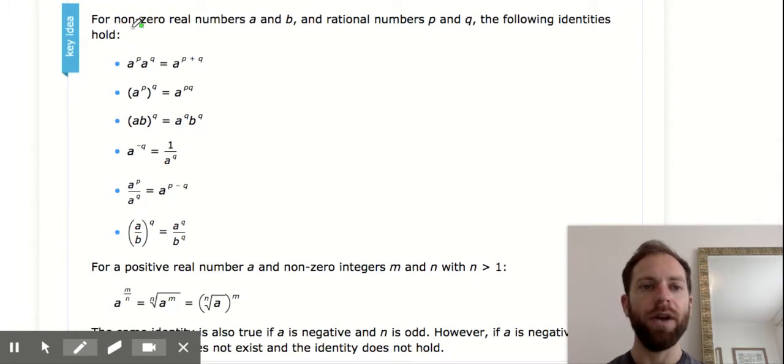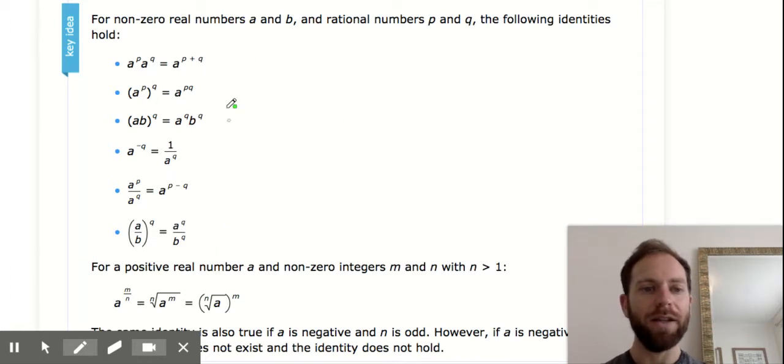So for all non-zero real numbers, meaning not zero and real numbers, they could include decimals, they could include fractions, but they are real numbers, and rational numbers p and q, the following identities hold. And here are all the different identities. These are basically the rules of exponents, right? So we're going to look and see what are some of the rules that we need to follow.